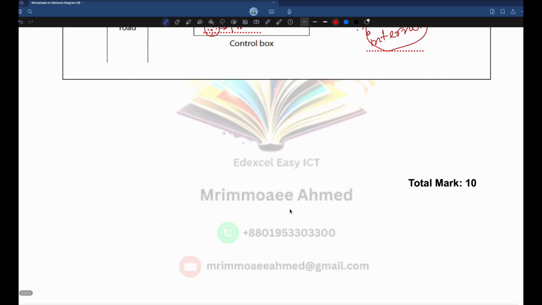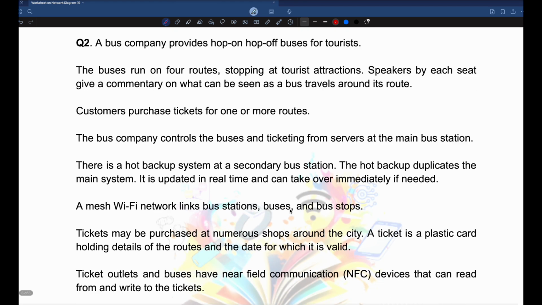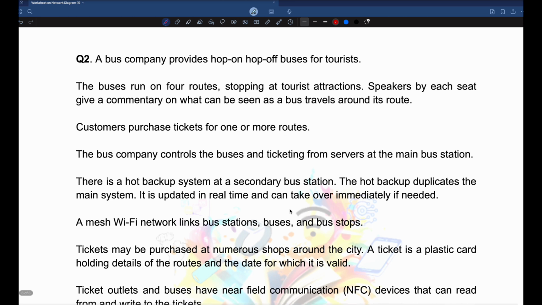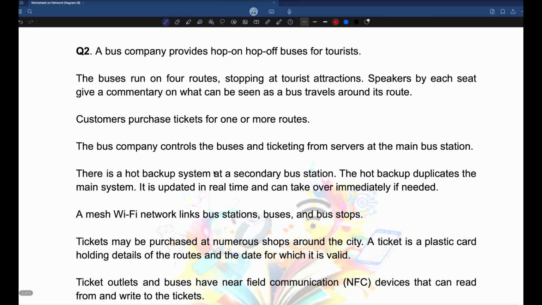But if we move to question number 2, here the whole question is a description, but there is no diagram present there. So this question is about a bus company providing open-top buses for tourists. The buses run 4 routes, stopping at tourist attractions. Speakers by each seat give a commentary on what can be seen as the bus travels around its routes. That means speakers, right, on each seat. Each bus has a speaker.